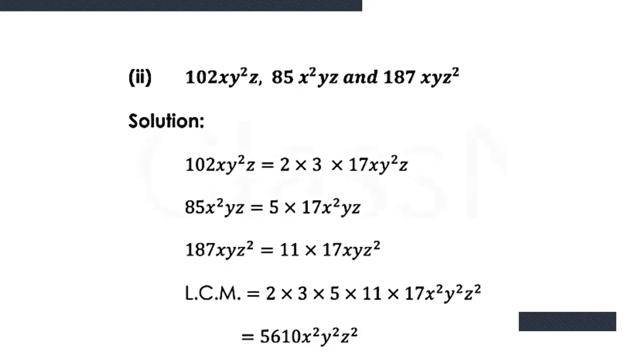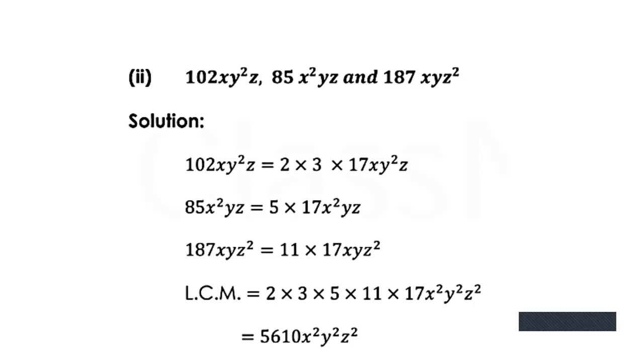In the next question, you can see that here 102 x y square z, 85 x square y z, and 187 x y z square. You can write 102 as 2 multiply 3 multiply 17 x y square z. And you can write 85 x square y z as 5 multiply 17 multiply x square y z. You can write 187 as 11 into 17 x y z square.